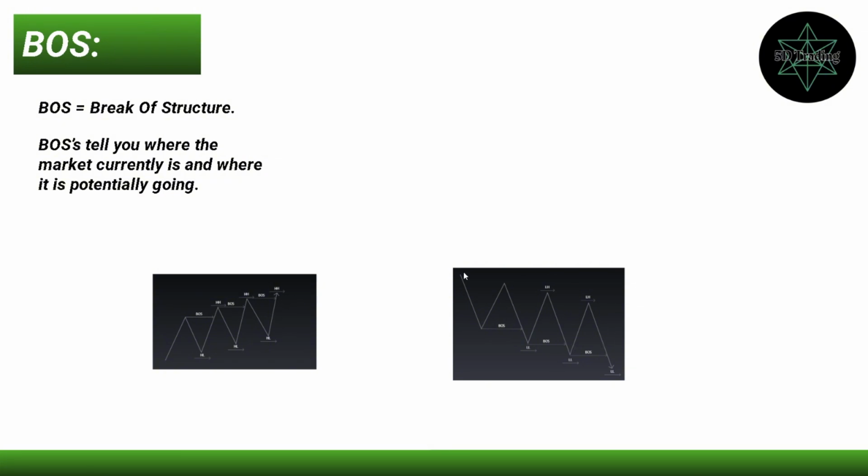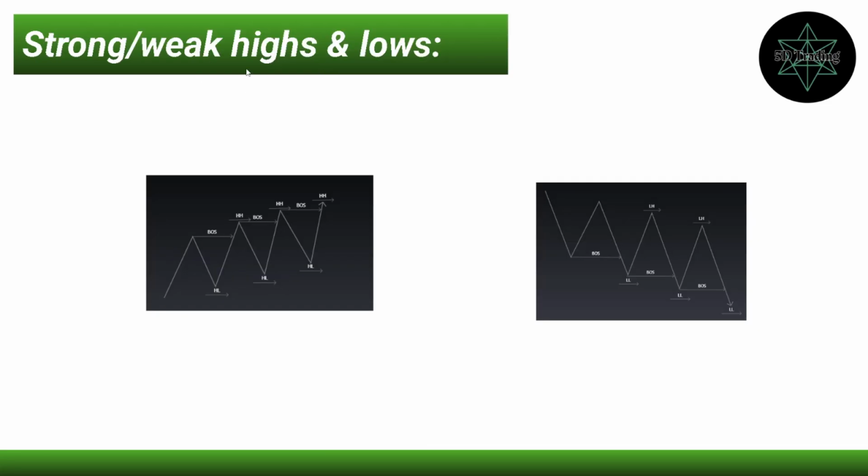And on a downtrend, it's the exact same but reversed. So we put in this high, we put in this low, we put in this high, then we put in a lower low. Once that lower low gets put in, it's broken the previous low, so that's a break of structure. And next we have strong and weak highs and lows.